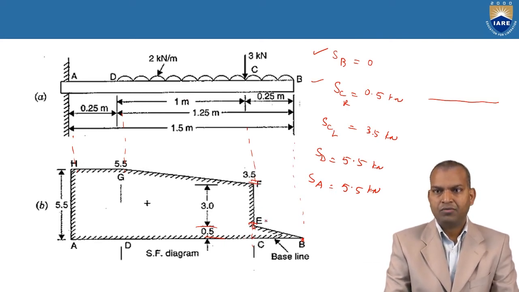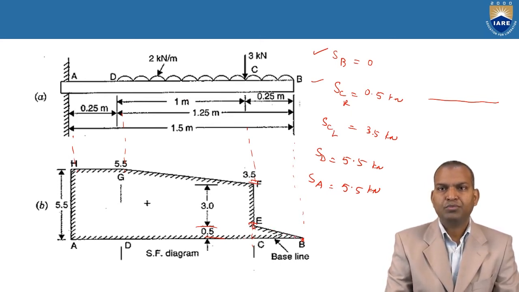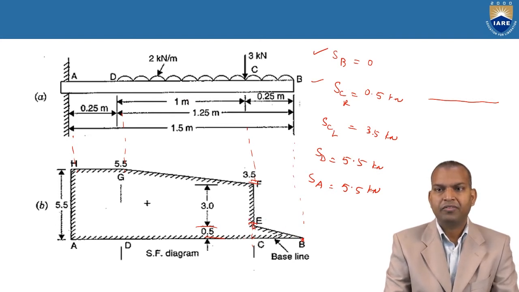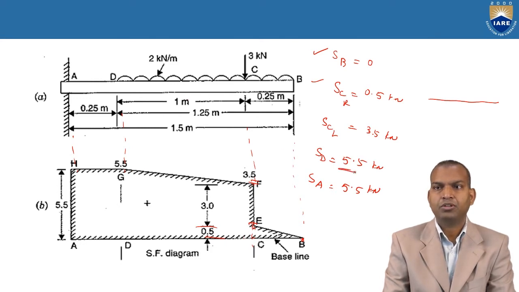Wherever there is a UDL, what will happen? The shear force diagram varies linearly, because UDL means kilonewton per meter, so it varies linearly. That's why it is linear. Now it suddenly increases to 3.5 kilonewtons, then flips from point C to point D. What is 3.5 to? Next at point D, 5.5 kilonewtons.